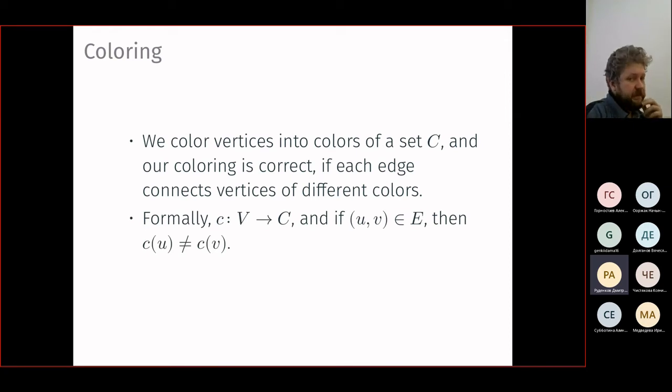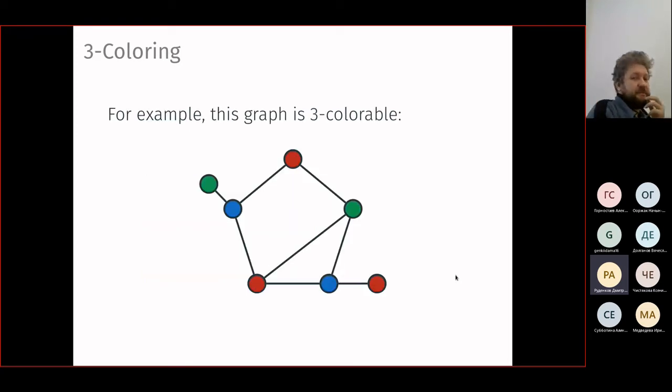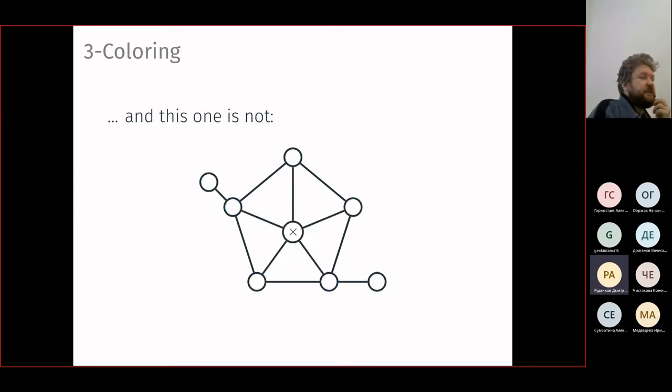Now, formally, it's a mapping from V to C, so from the set of vertices to the set of colors, with the constraint that if UV is an edge, then C of U is not the same as C of V. In three coloring, the set of colors is, say, red, green, blue, three colors. For example, this graph is three colorable. You see that we will not, of course, write these functions as tables or something like that. We shall just draw them on the graphs, just like that, right?